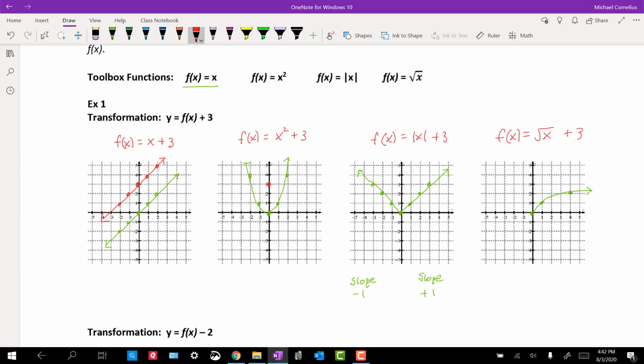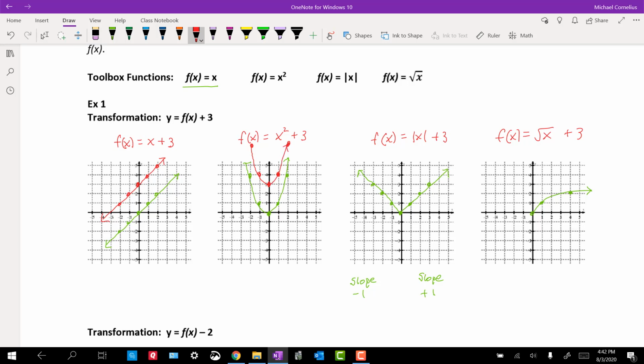I'm going to take that point at (1, 1) and push it up 1, 2, 3 units. I'm going to take that point at (2, 4) on the green graph, push it up 1, 2, 3 units. And I'll do the same thing on the other side, up 3 units. This one's a little goofy because it goes off, but that's okay.